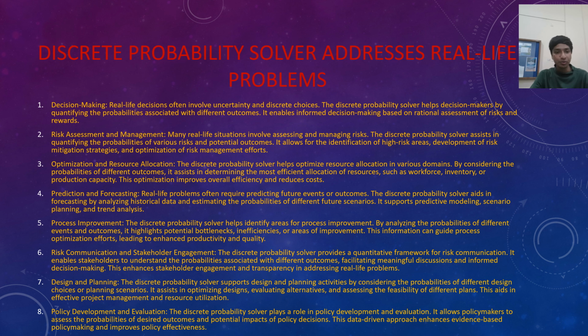Fifth, process improvement. The discrete probability solver helps to identify areas for process improvement. By analyzing the probabilities of different events and outcomes, it highlights potential bottlenecks, inefficiencies, or areas of improvement. This information can guide process optimization efforts, leading to enhanced productivity and quality.